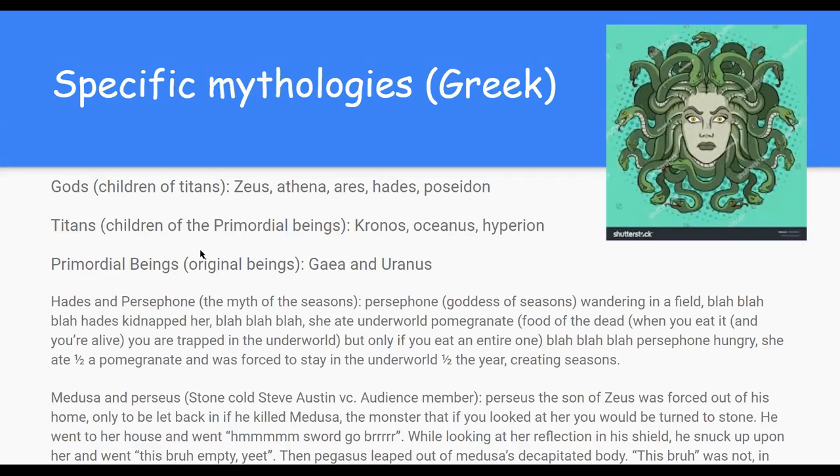If you eat an entire pomegranate, you can go back to vibing. But if you only eat part of it, then you're trapped forever in the world of the dead. She only ate half of one because she's an idiot. And so then she was there, married to Hades. They're vibing. Yeah, but with a catch.